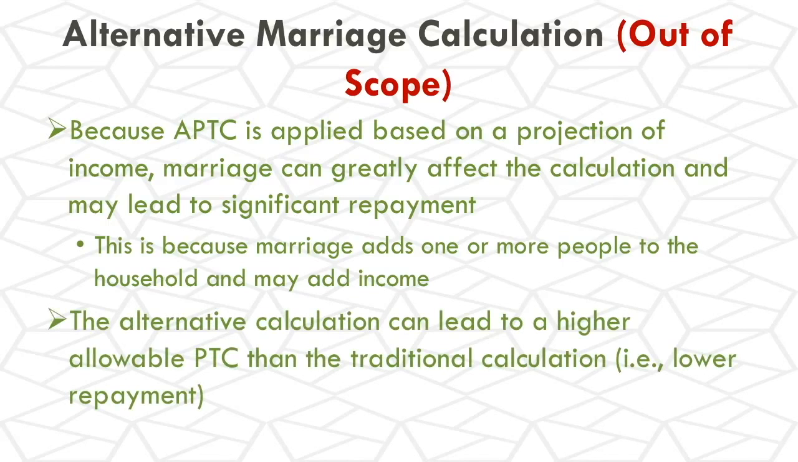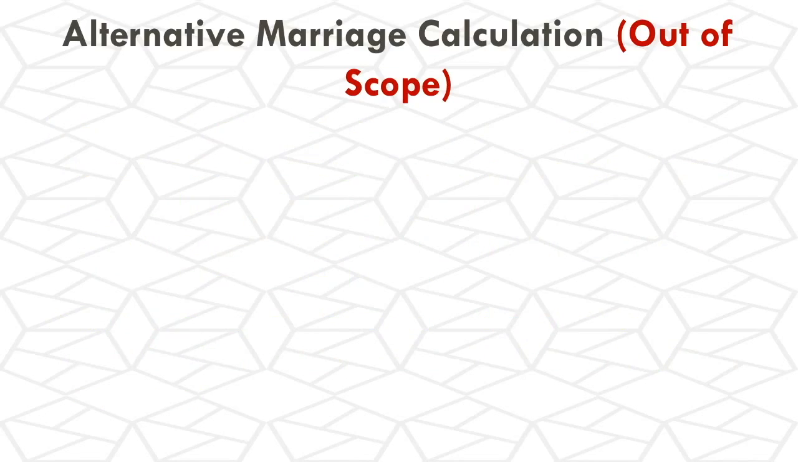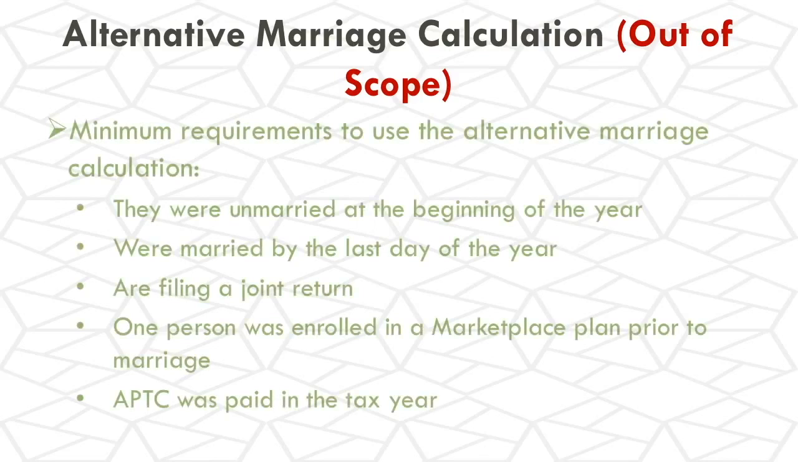The alternative calculation can lead to a higher allowable premium tax credit than the traditional calculation, which means they could ideally have a lower repayment. However, that's, again, out of scope for us. Let's look at the minimum requirements to use the alternative marriage calculation. You can look at this, and if they do not even meet these minimum requirements, then you know that they would not qualify for this calculation, so you can go ahead and complete it as normal.